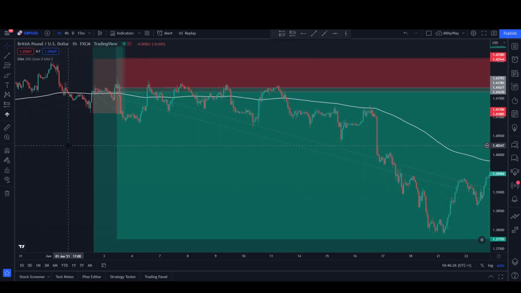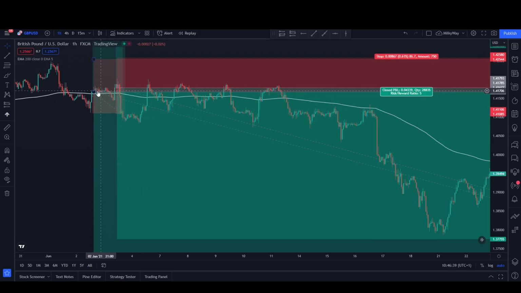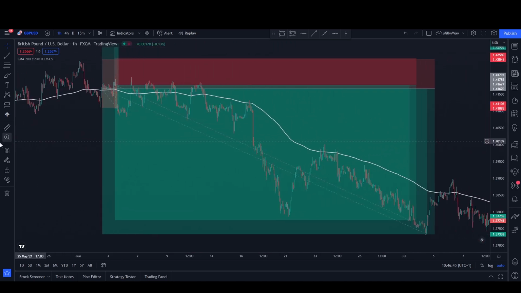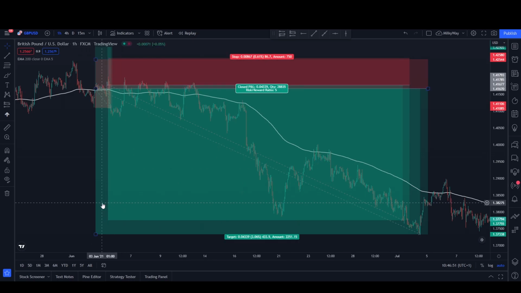So here's a pretty good example. The price breaks the 200 EMA here, so we go long, we place the stop loss right here, and we aim for 1 to 5. Obviously this is a loss. However, that short trade, the stop loss is at the last swing, and it gets hit after a couple of weeks, so that's about a month.